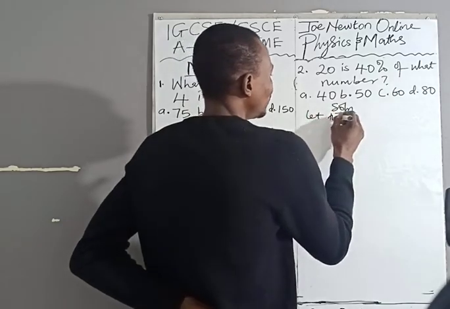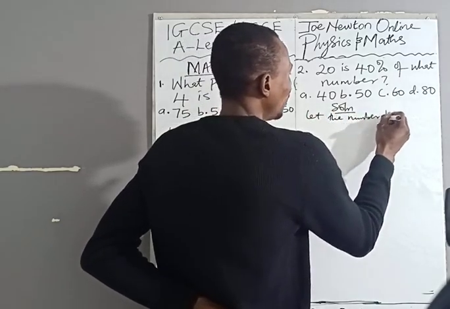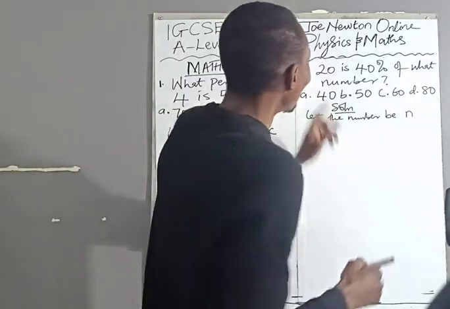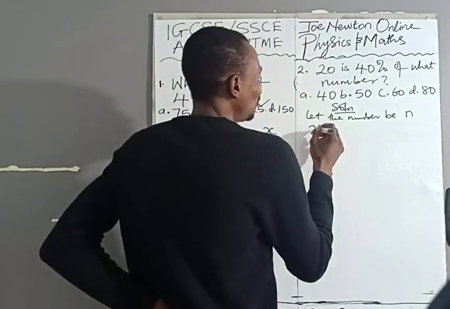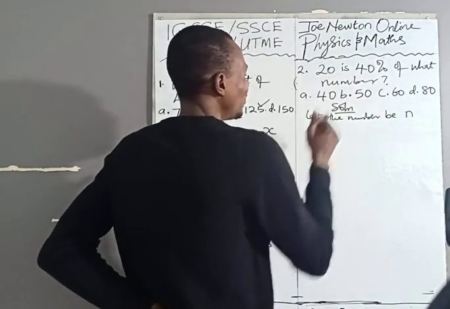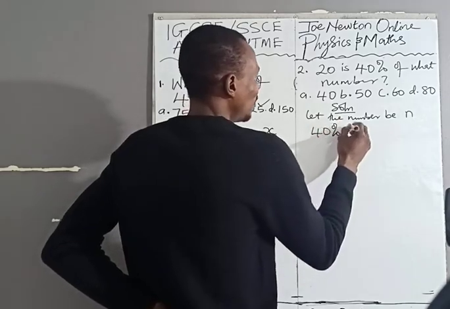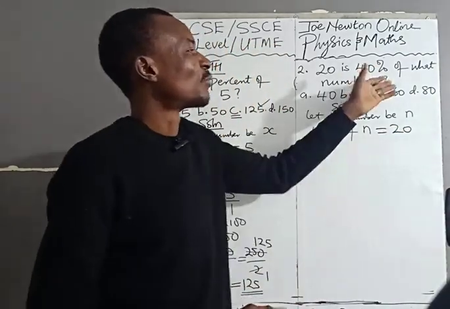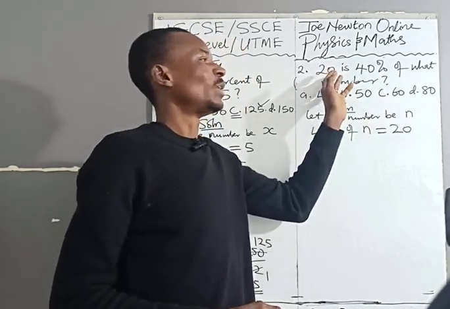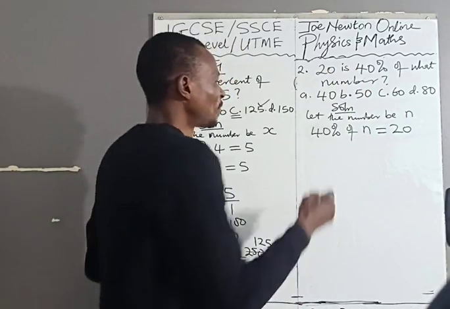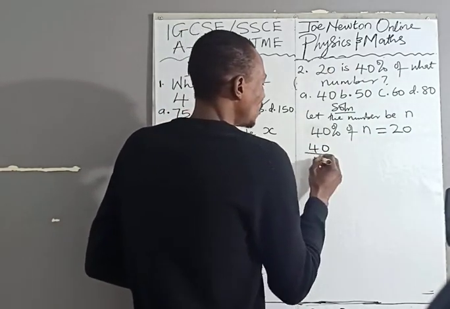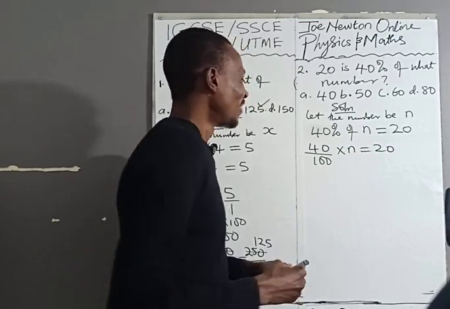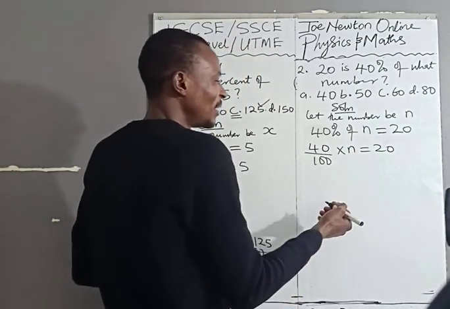Let the number be, let's use n this time so that x will rest a bit. Okay, so we have that. You can start with this statement. 40% of n is equal to 20. That's what it means. That 40% of something, that number will give us what? 20. Okay? Which means 40 over 100 times n is equal to 20. Can you see?